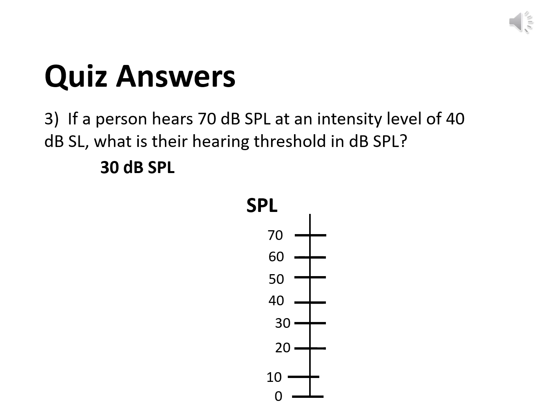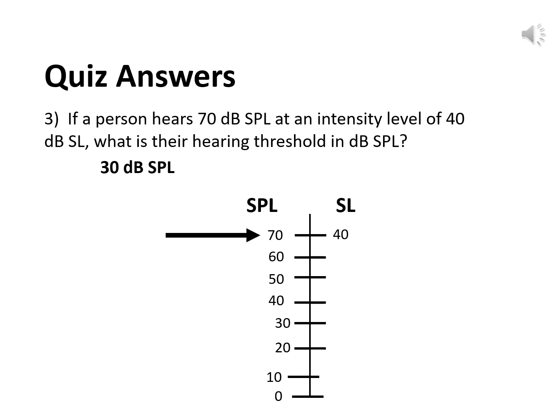So the question asks, if a person hears 70 dB SPL at an intensity level of 40 dB SL, what is their hearing threshold in dB SPL? And the answer to this question is 30 dB SPL. And we get this answer by first off drawing our scale, as we always do, in dB SPL. We are told that they hear a stimulus at 70 dB SPL at an intensity of 40 dB SL.